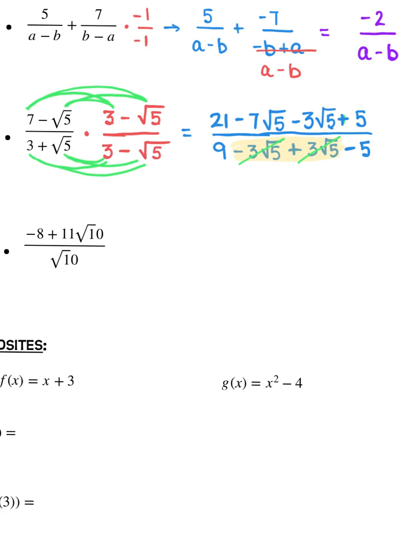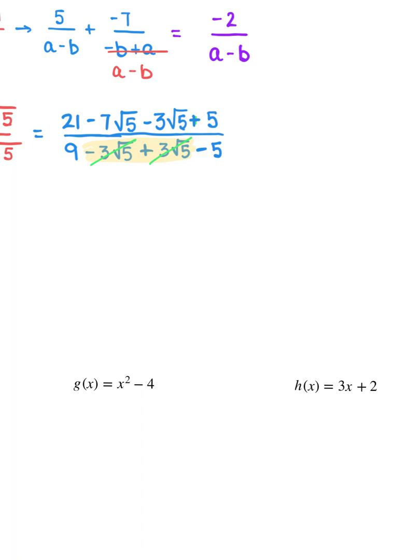So now if I clean the rest of this up, because remember on the bottom is really where I wanted things to cancel. That's why I did the conjugate on the bottom. If I clean the rest of this up, on the top, I've got a 21 plus 5, so that's going to leave me with 26. And these ones I'm just going to combine like terms. So I'm going to say I have a -7 and a -3. So that gives me a -10 square root of 5.